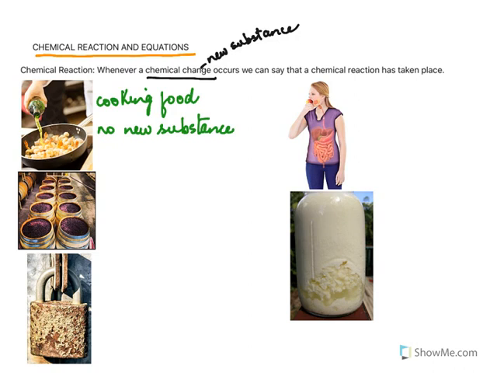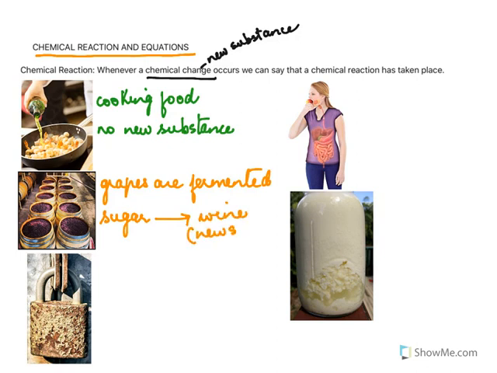In the next picture we can see the fermenting of grapes. When grapes are fermented, the sugar in the grapes, which you must have found sweet when you eat them, is turned into wine. Wine is a new substance. It tastes so different from sugar. So we can say there is a chemical change taking place.